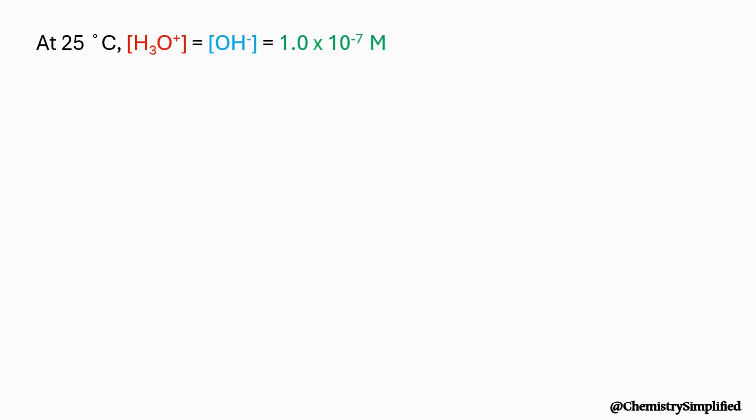Experimentally, they have found that at 25 degrees Celsius, the concentration of hydronium ion equals that of hydroxide ion, meaning that both of them are 1.0 times 10 to the negative 7 molar. So the concentration of H3O+ and the concentration of OH- at 25 degrees Celsius are the same.